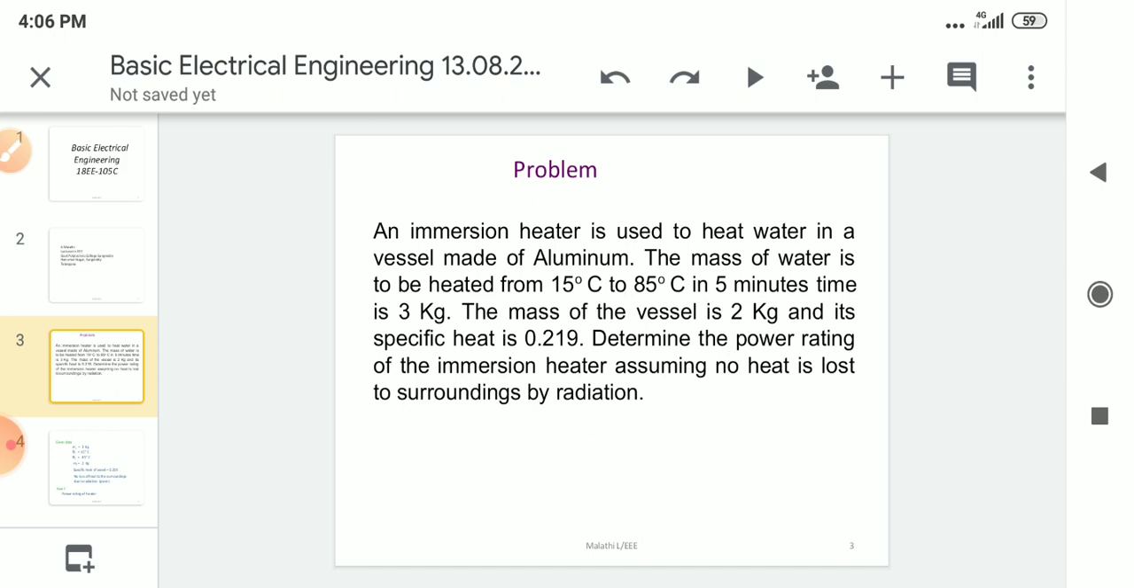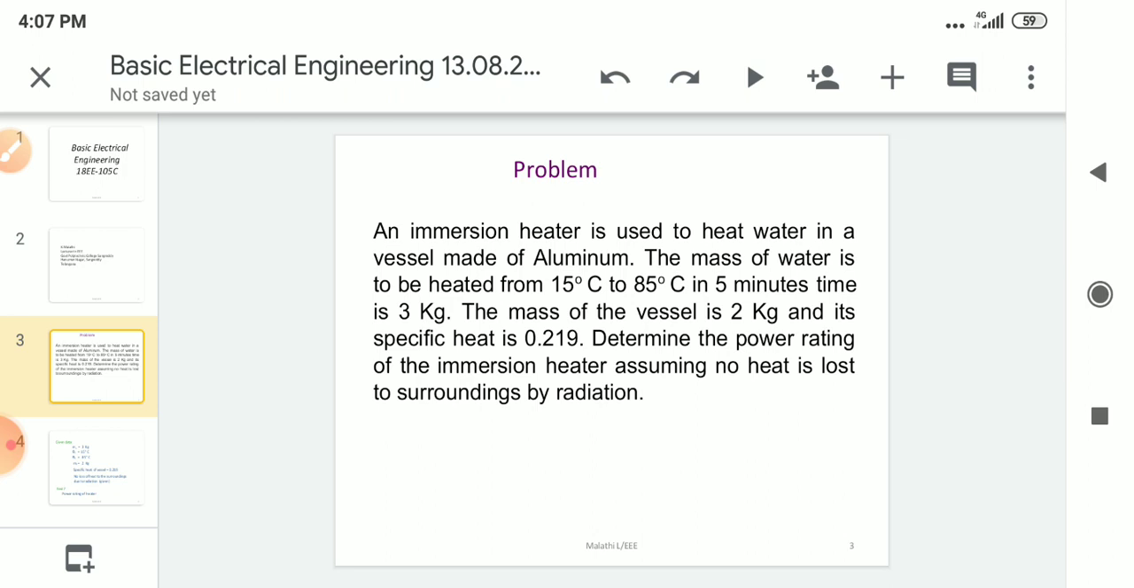On this concept we are going to solve one more problem. Here the question they are asking is about the thermal efficiency. So our output formula is m s into theta 2 minus theta 1. After that, the input we are giving is H equal to I square R T by J. First step is to find the output, and after that we find the input. Then we calculate its efficiency by taking the ratio of output by input.